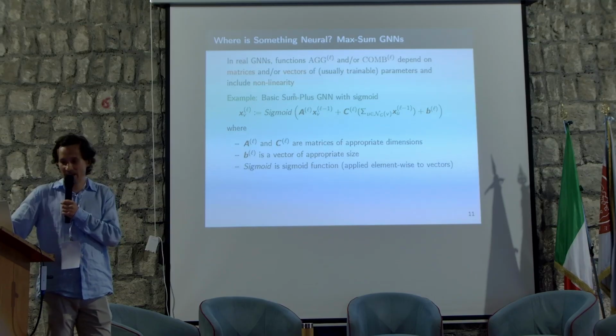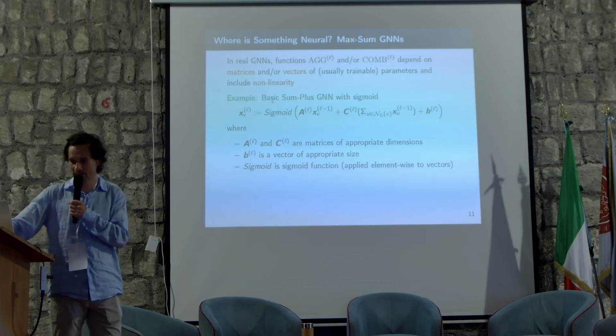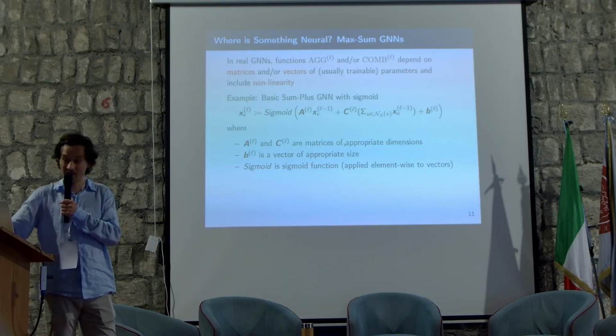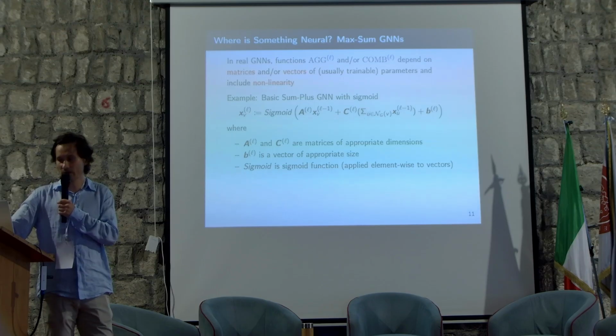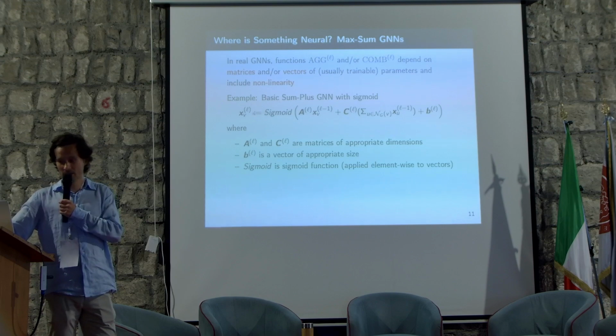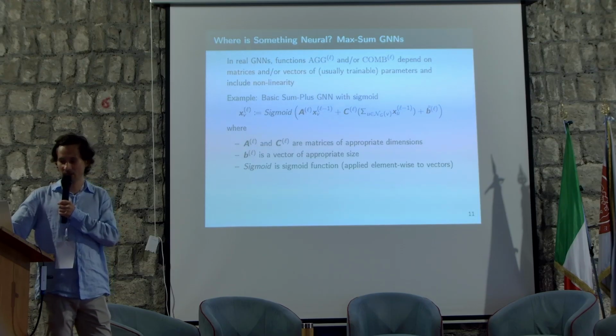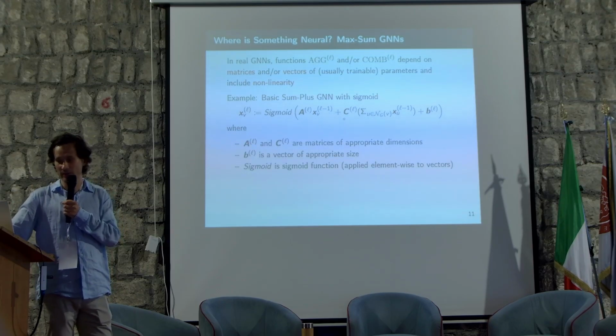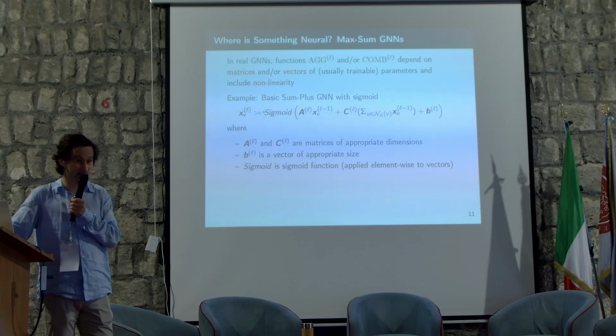A very simple, basic sum-plus GNN example with sigmoid looks like this. Our aggregation is usually a sum or maybe something else, but in this case, it is sum. So we sum the vectors of the neighbors and then combine it. Everything else is basically the combination here. We combine it using the value of the node itself, then some matrices. This is the linear transformation for the neighbors. This is the linear transformation for the node itself. Then we add them. Then maybe we have some vector of appropriate size called bias, if you wish. So we do some linear combination of this and then apply some nonlinearity, sigmoid in this case.